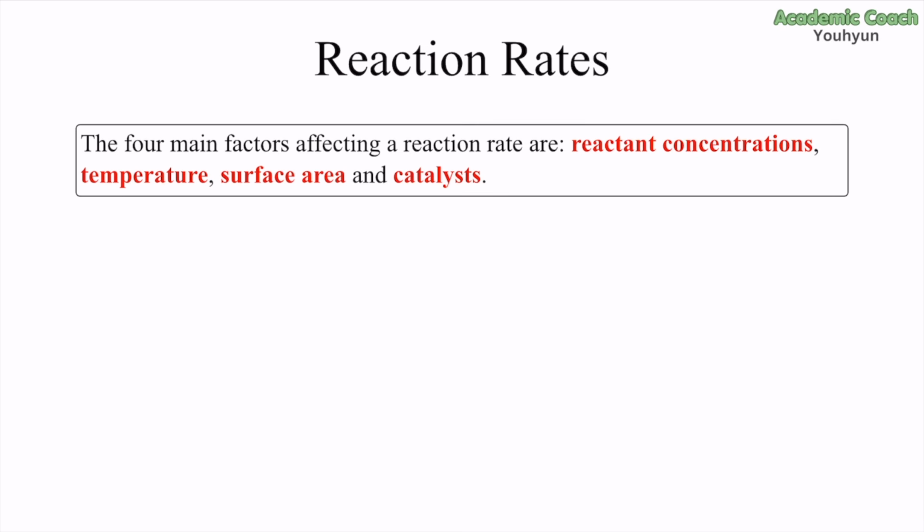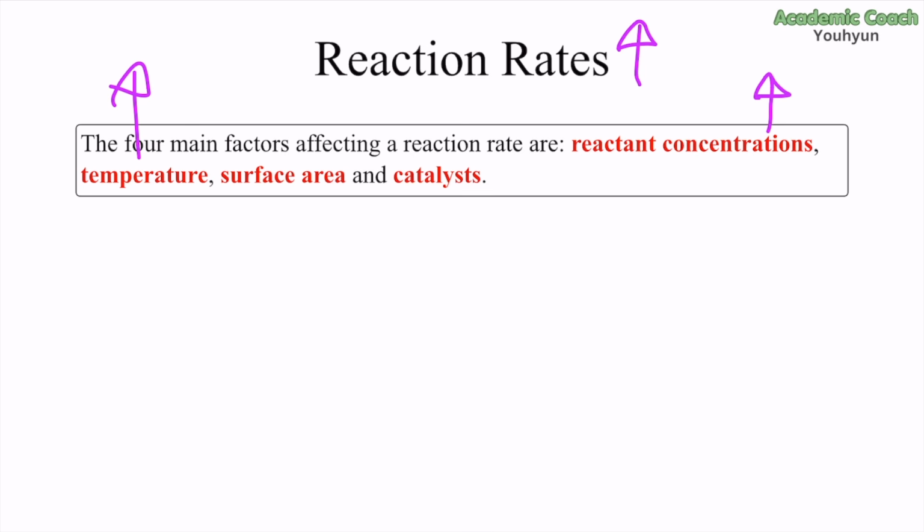Now you know how we define reaction rate and how we can measure or calculate the reaction rate. Now let's talk about how we can control the reaction rate. There are four main factors that affect the reaction rate. That includes reactant concentration, temperature, surface area, and catalyst. You are going to learn how each of them affects reaction rate at the microscopic level. For now, let's just talk about macroscopic behavior. When reactant concentration increases, reaction rate also increases. When temperature increases, reaction rate also increases.